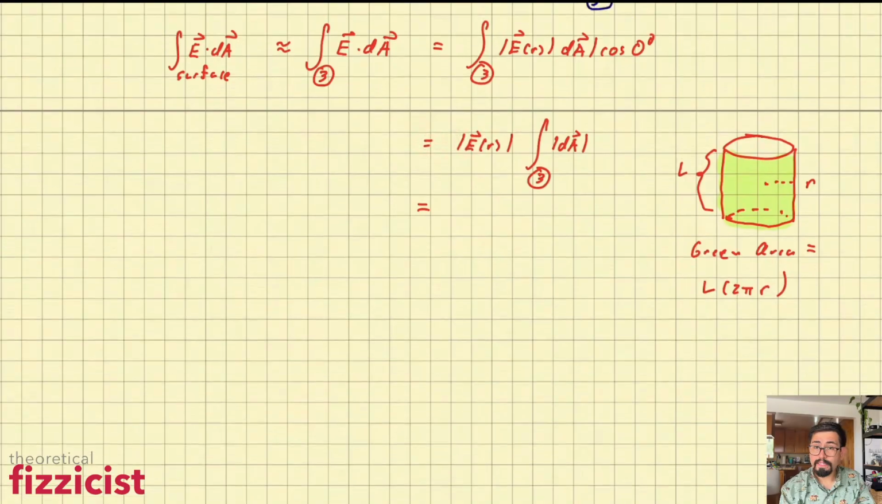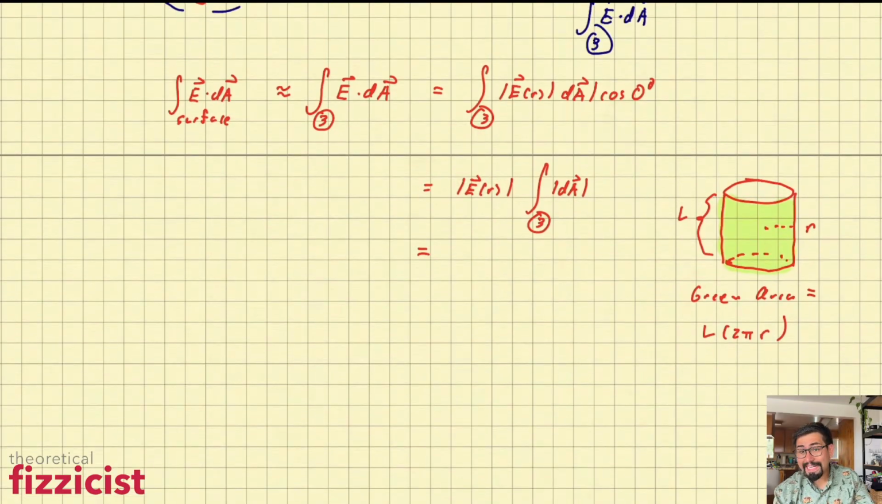All good? And apologies, I'm covering my answer up with my face, and no one wants to see that. So we've got that nice little green area. Makes sense, right? What I did is I calculated the perimeter of a circle, and given that the cylinder is L long, I just multiply those two to get that outer edge surface area.